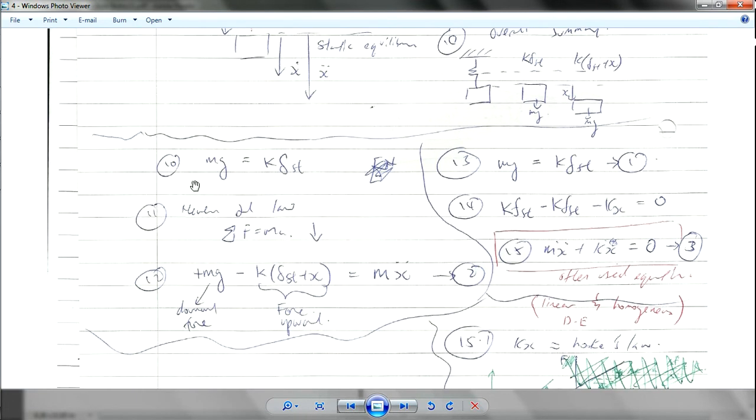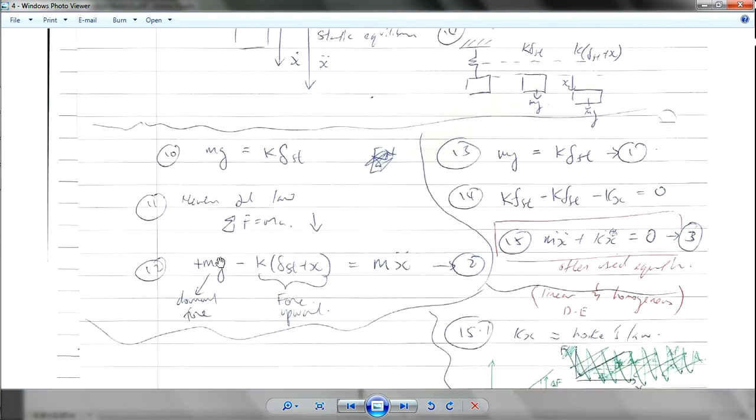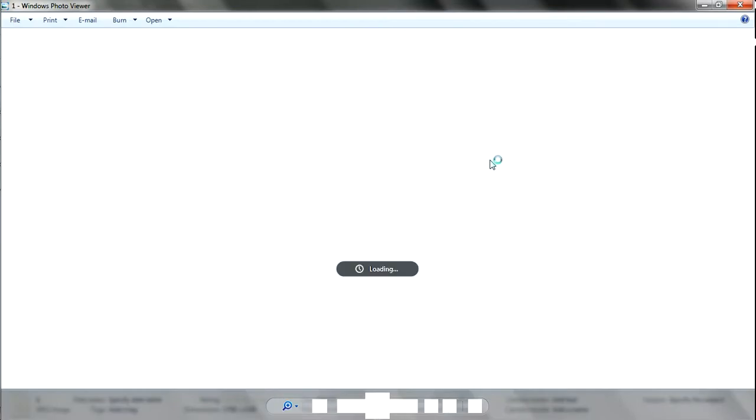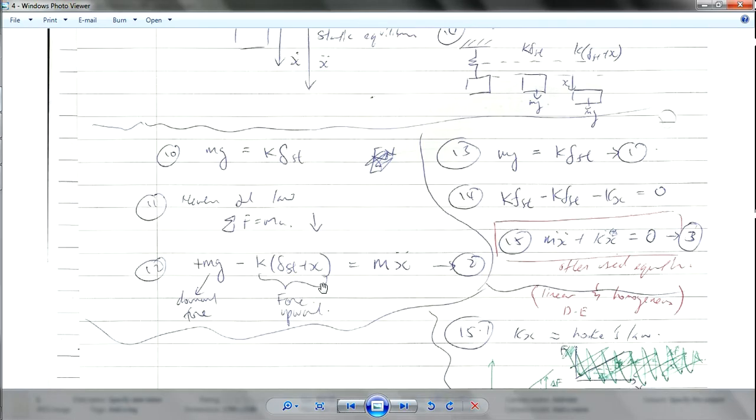So we have plus mg, which is a downward force, because it's going down. I also need to tell you something: when you set up your free body diagram, you also have to clearly state your sign, meaning minus and plus, whether towards the left is plus, or towards the right is plus, or maybe anti-clockwise is plus and clockwise is minus. When you're doing this, it is very important.